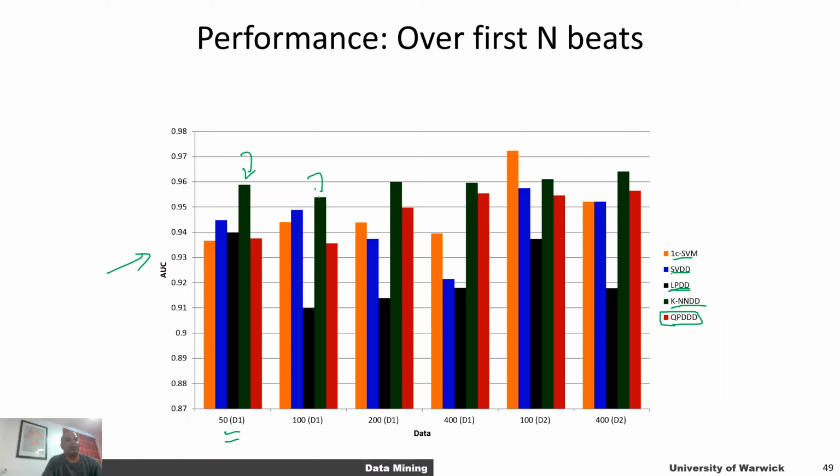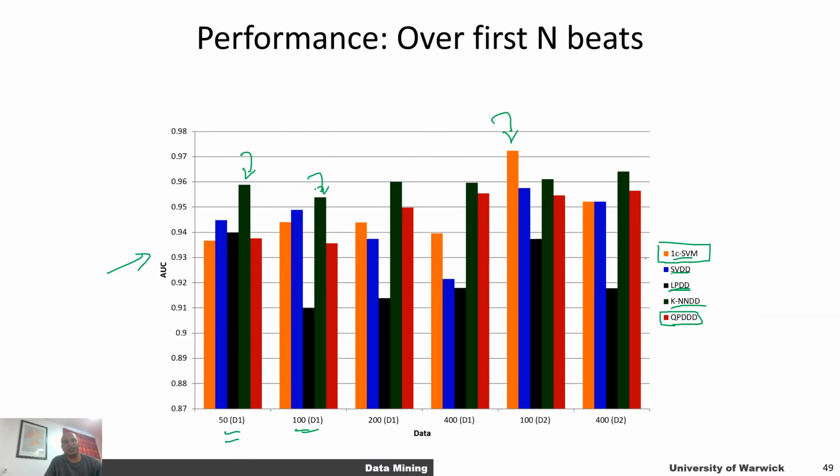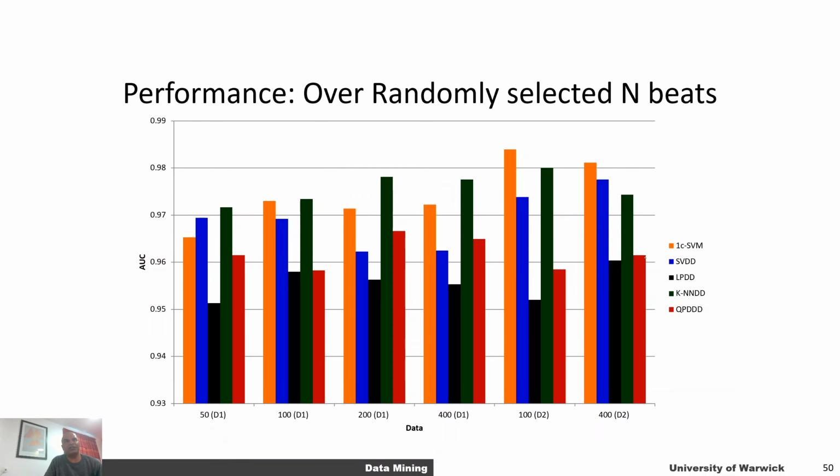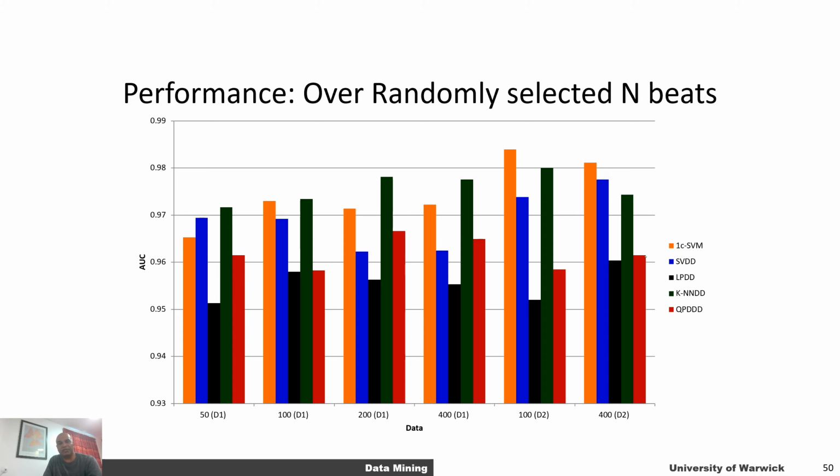However, if we increase the amount of data, let's say if we use 100 beats of each individual for training, we can see that one class SVM actually gives you a better prediction accuracy in this case. If we choose our beats randomly rather than using the starting n beats for training, you get a slightly different picture, but pretty much the same thing. So that is how you can use these classifiers in practice for detecting cardiac abnormalities.